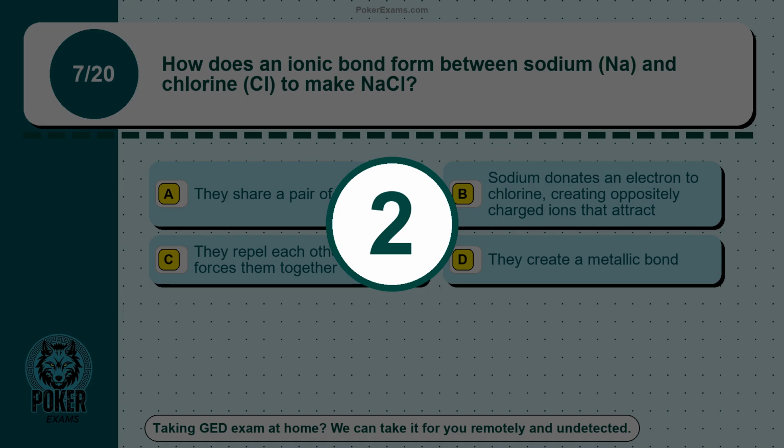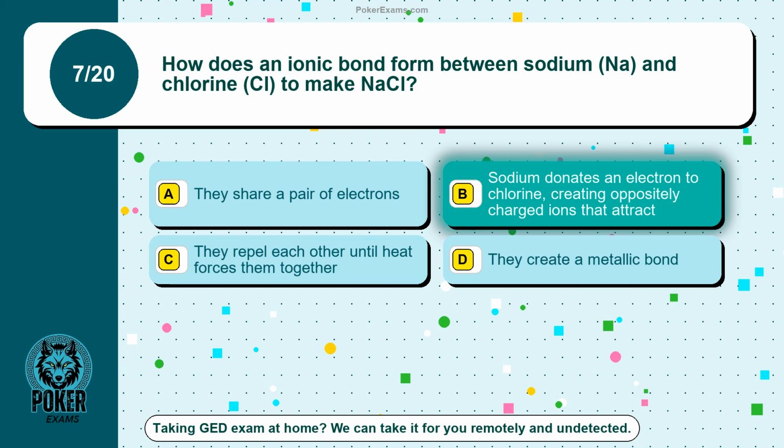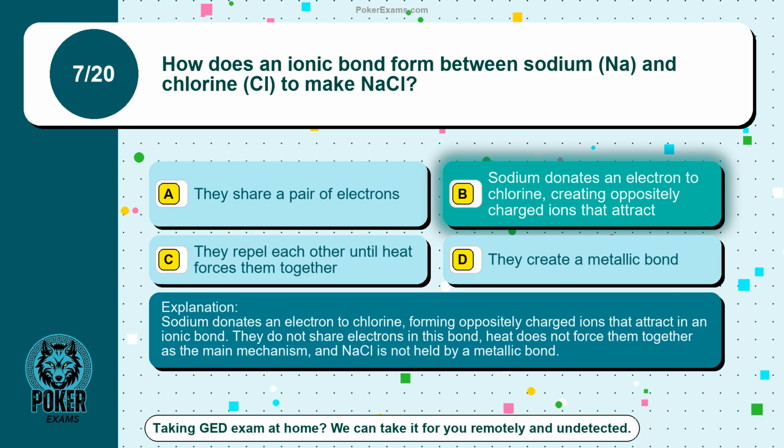The correct answer is option B. Sodium donates an electron to chlorine, creating oppositely charged ions that attract. Sodium donates an electron to chlorine, forming oppositely charged ions that attract in an ionic bond. They do not share electrons in this bond, heat does not force them together as the main mechanism, and NaCl is not held by a metallic bond.